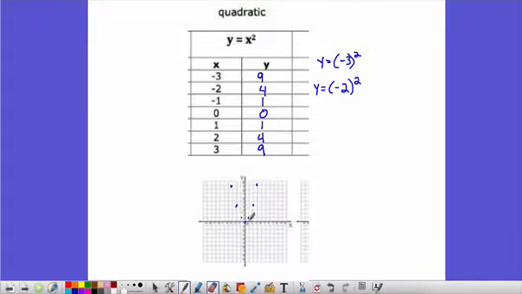Well, here are our points, and then you have to know that every time you see an x squared in there, it's going to look like a u. So when you connect these, it's not pointy at the bottom, it's rounded, and it goes up forever. I kind of missed my points there, but you should have a u drawn on your paper for this one, just like that.